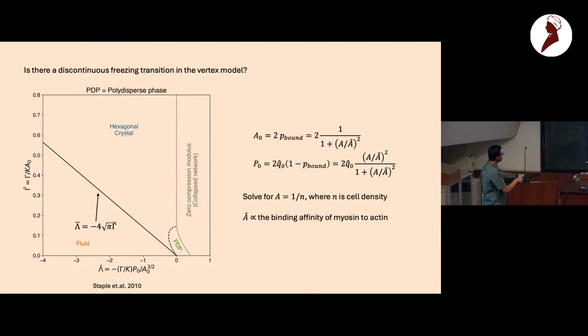So what we can now do is use the relation between the tension and the contractility in A naught, P naught, and gamma by K, and use this relationship, this constitutive law, to write down this lambda bar and this line in terms of the densities.